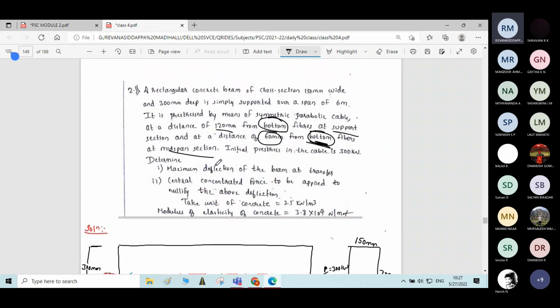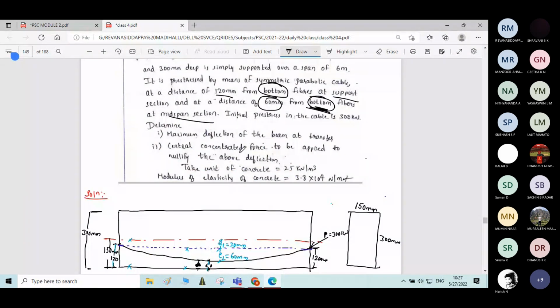What is the question here? Maximum deflection of the beam at transfer. This is the first question. Then the central concentrated force to be applied to nullify the above deflection. First we will solve the first question. Maximum deflection at transfer.